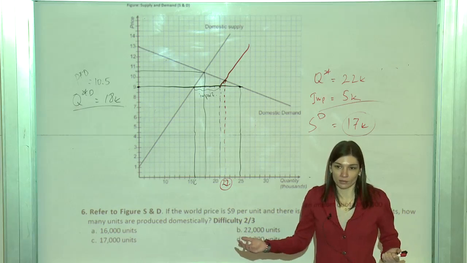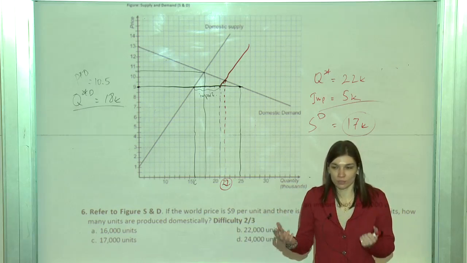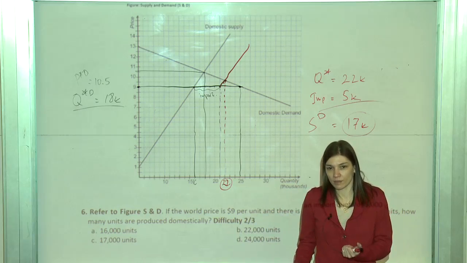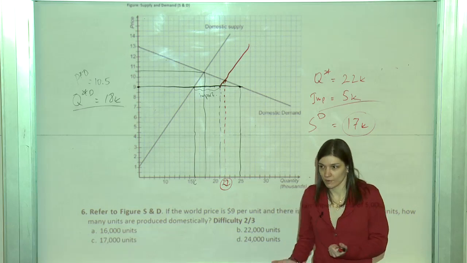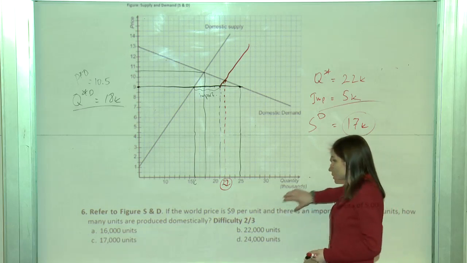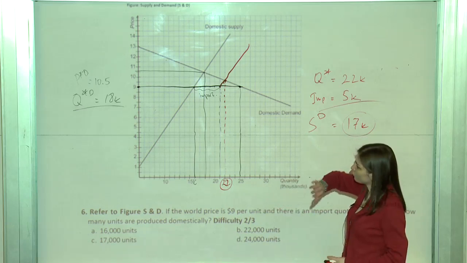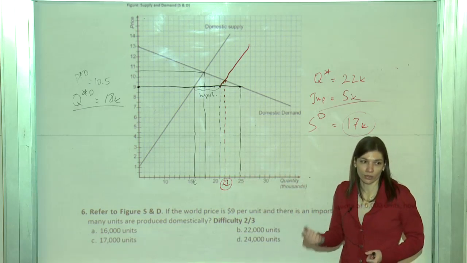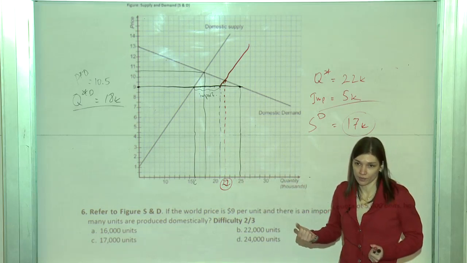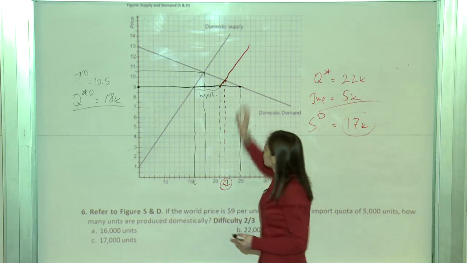Well, it will be done, right? Because we only want to import 9,000, so the quota really wouldn't have any effect, right? But because in this case the quota forbids us from importing the quantity that would be optimal, then domestic supply is going to pick it up.